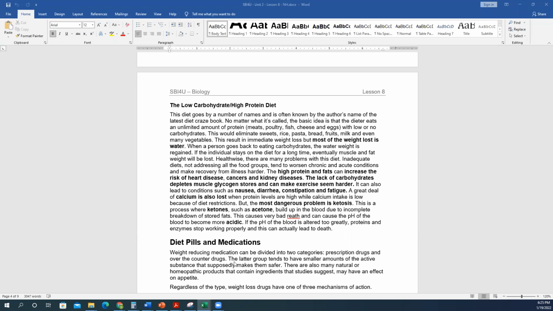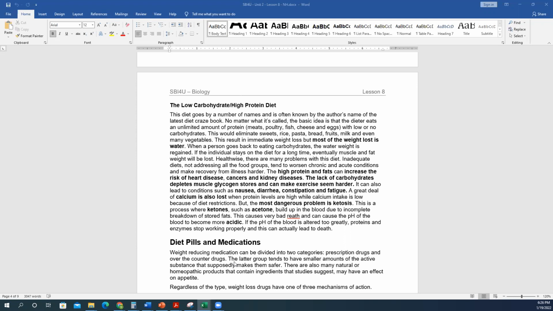This is not an adequate diet, because it's not addressing all the food groups. So this will tend to worsen any chronic or acute conditions that you have, and actually make it harder for your body to recover from any illnesses that you may encounter. The high amount of proteins and fats can lead to an increase of heart disease, to incidences of cancer, kidney disease, and then your lack of carbohydrates depletes your muscles of all the stored glycogen and can weaken you, making exercising very, very difficult.